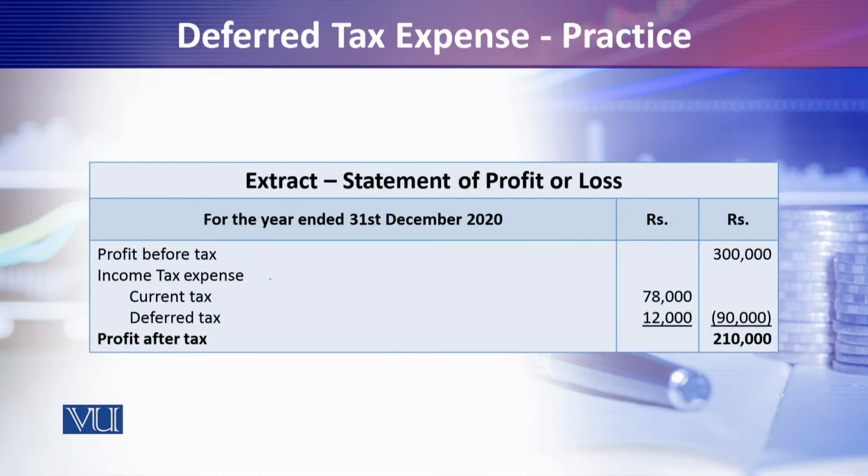Well, when we show this in the statement of profit or loss, this is the profit before tax figure; current tax and deferred tax both would be presented in the statement of profit or loss for that year as an expense. So our income tax expense amount is calculated as 90,000, and profit after tax is 210,000. Okay, very well.